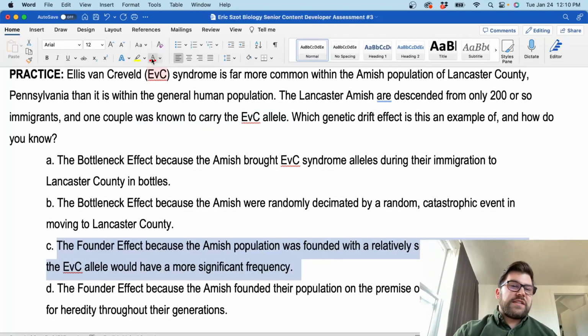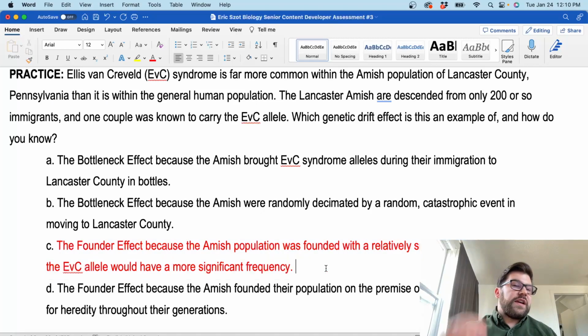So let's go with C. That seems to be the best explanation for why we see it in higher frequencies in the smaller population in the Amish colony here with the EVC syndrome. It seems to be a genetic drift happening under the founder effect. It seems to be pretty random, and that's why we see that change in the gene pool.